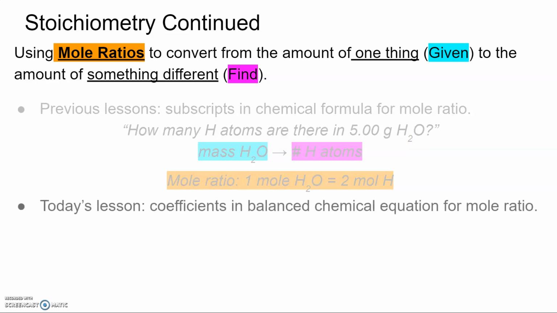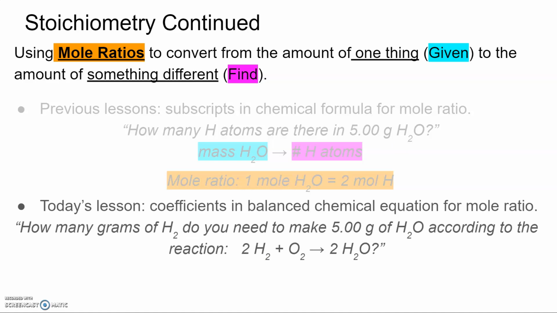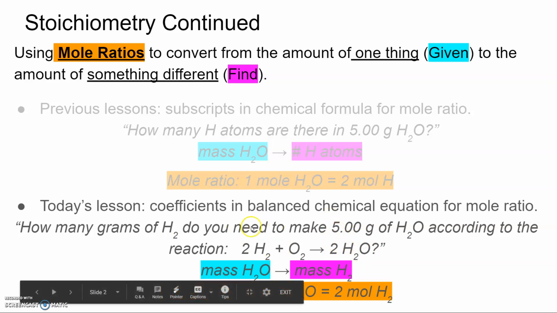Now, in today's lesson, we are going to use the coefficients in the balanced chemical equation, not the subscripts, for our mole ratio. So in a problem like how many grams of H2, which is hydrogen gas, do you need to make 5 grams of water according to the reaction? 2H2 plus O2 goes to form 2H2O. So in this case, we're converting from mass of water to the mass of hydrogen gas. And if we go to the coefficients in the balanced chemical equation, we see that according to this equation, there's 2 moles of water and 2 moles of H2. So those become our mole ratios, the coefficients.